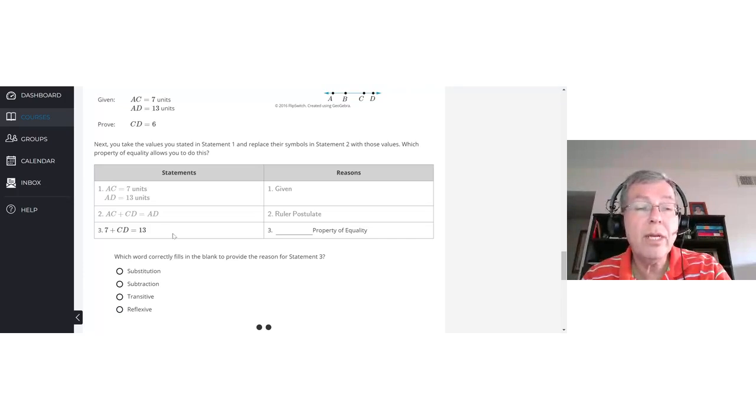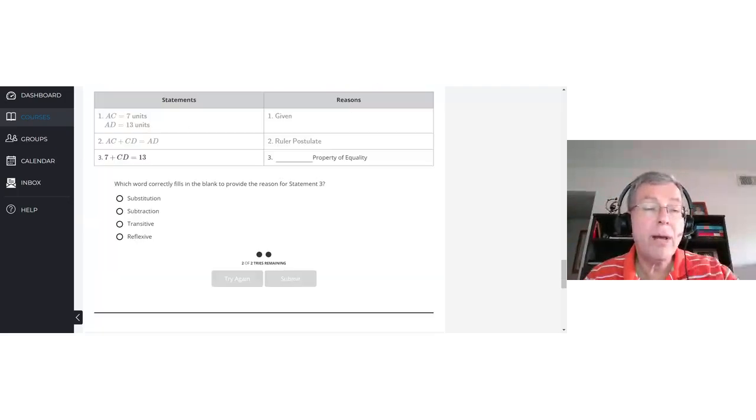Did we subtract anything in line 3? No. But did we substitute? Look above. In line 2, we see AC. In line 1, AC. And AC equals 7. And now in 3, we see 7. So there's substitution, property of equality. Remember, if it's not going to be one of the math operations, there's going to be movement. Either 3 things, 2 things, or 1 thing are movement.